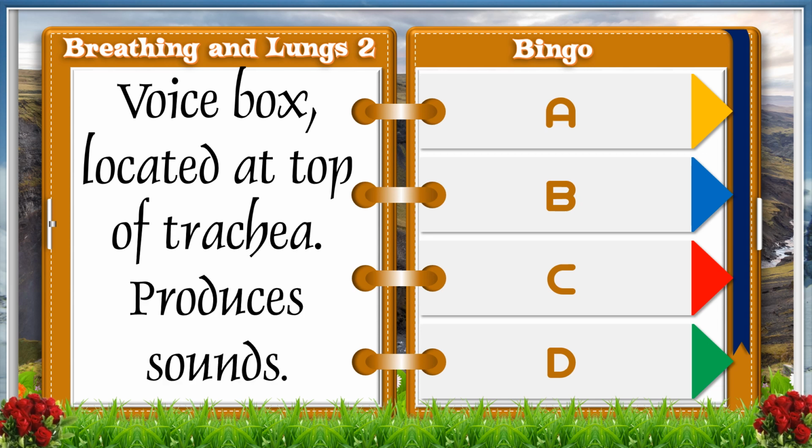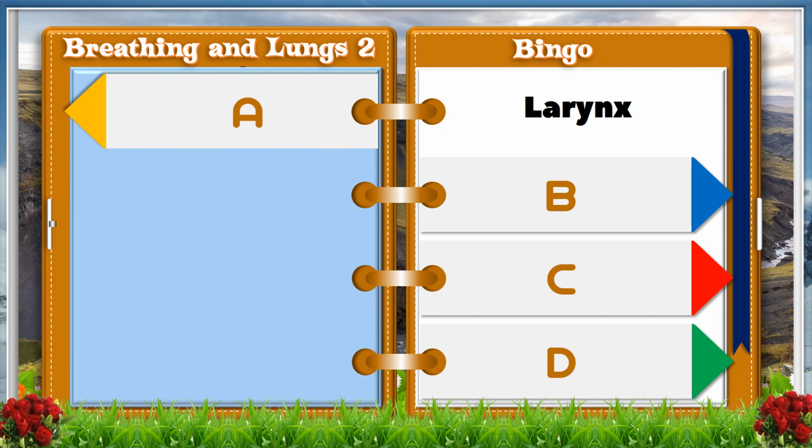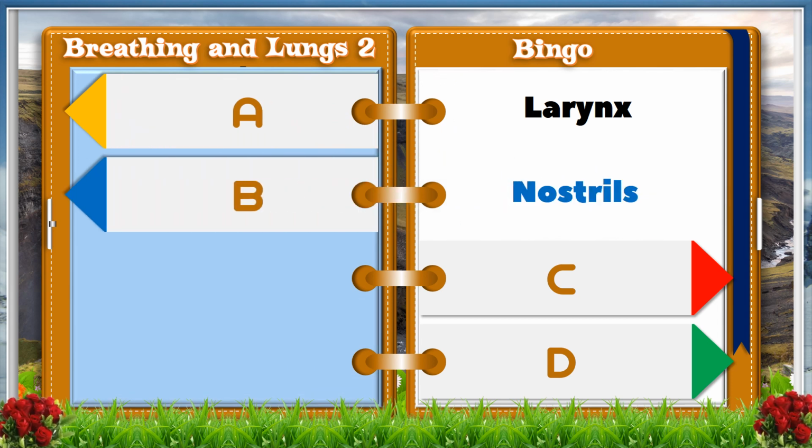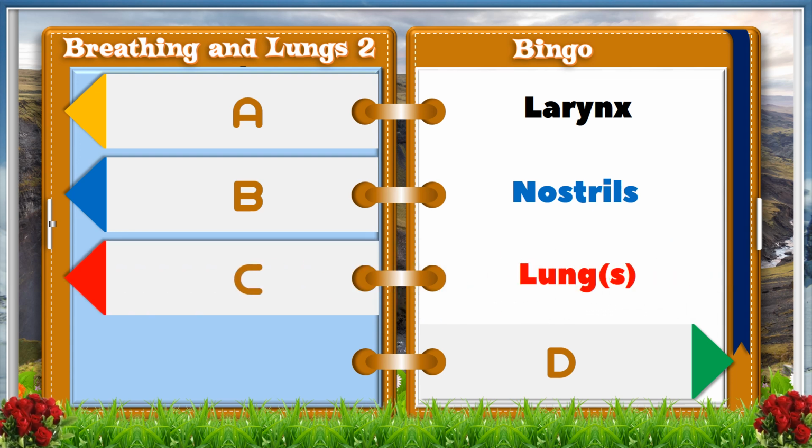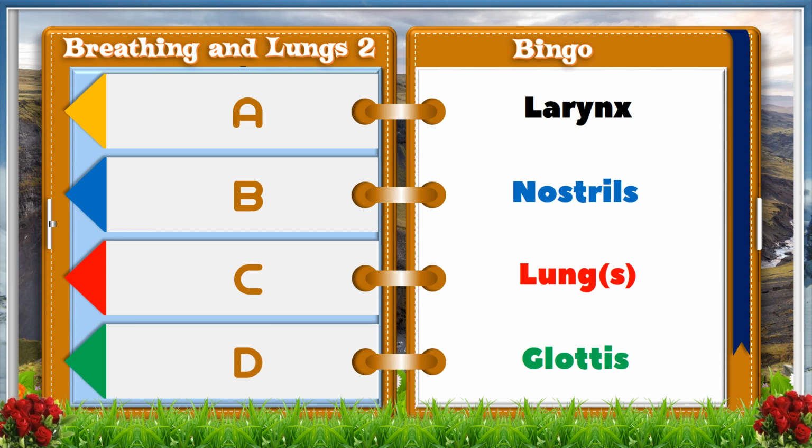Voice box, located at the top of the trachea, produces sound. A. Larynx. B. Nostrils. C. Lungs. D. Glottis. And the answer is A. Larynx.